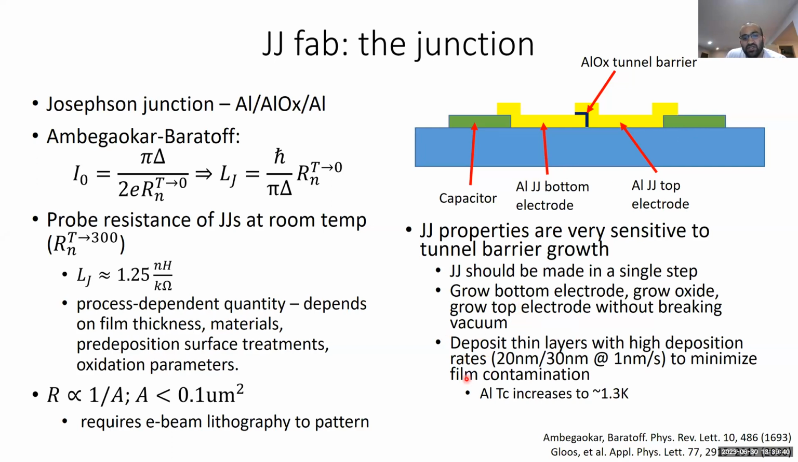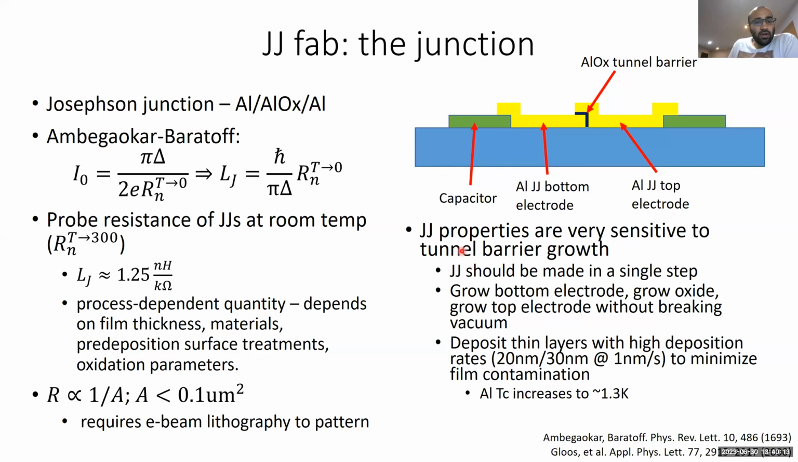The other recommendation is to deposit thin layers of aluminum with high deposition rates. So 20 to 30 nanometers at 1 nanometer per second. That allows us to start and finish the deposition of a film very quickly in order to minimize additional film contamination due to the residual gases in your vacuum chamber. The thinner layers of aluminum also carry the added benefit of increasing your TC.